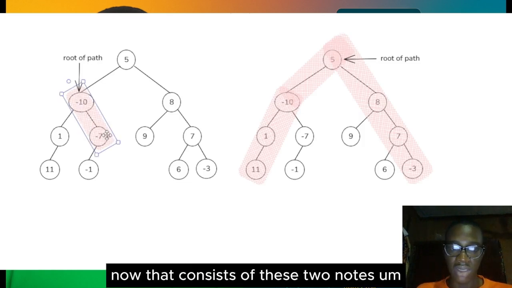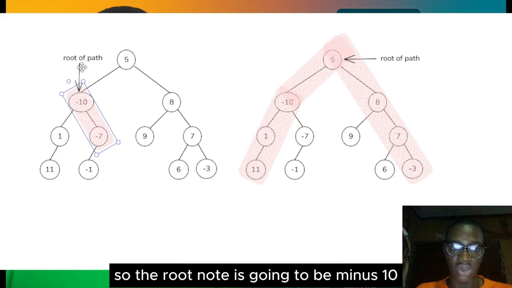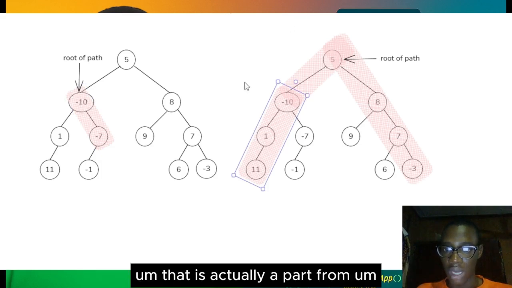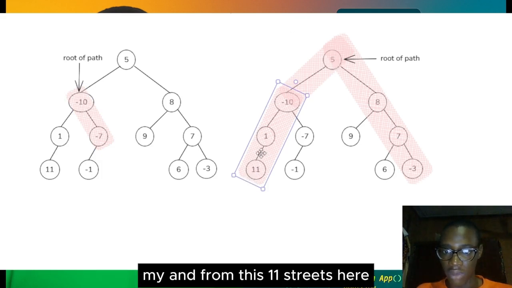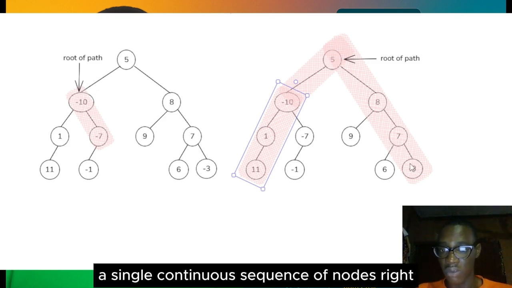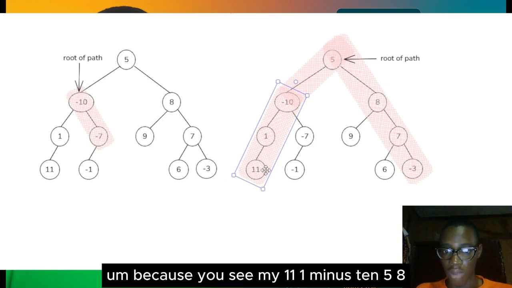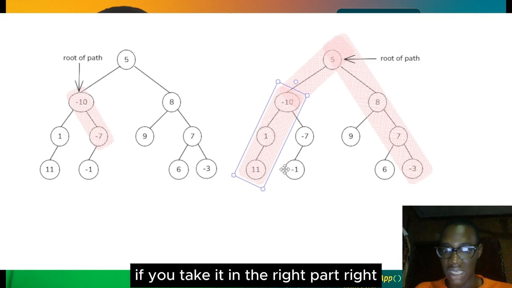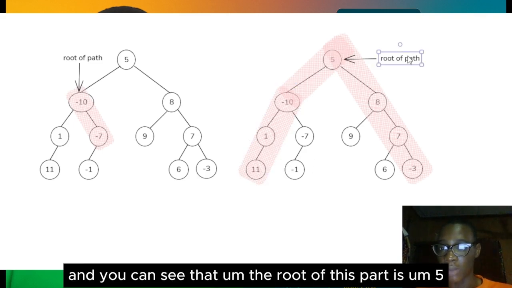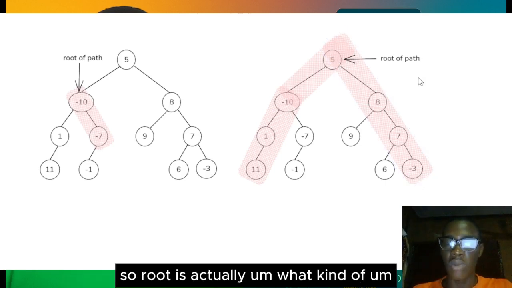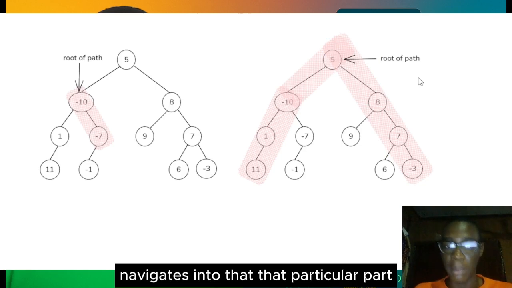Consider this part that consists of these two nodes, minus 10 and minus 7. So the root node is going to be minus 10. Consider this second one here, which is a part from this 11 straight here. You see that it is a single continuous sequence of nodes connected by edges, because you see 11, 1, minus 10, 5, 8, 7, 3. So it doesn't split into two if you take it in the right part, right? And we can see that the root of this part is 5. So the root is what navigates into that particular part.